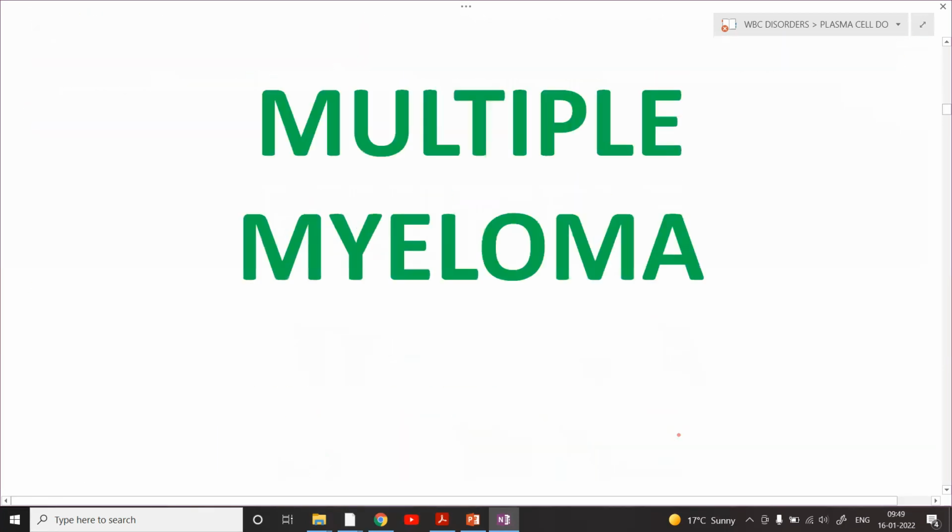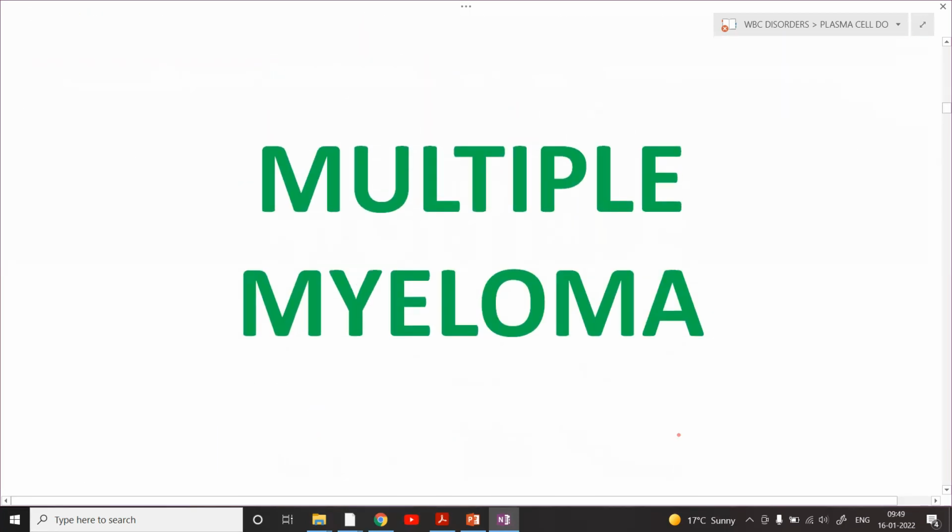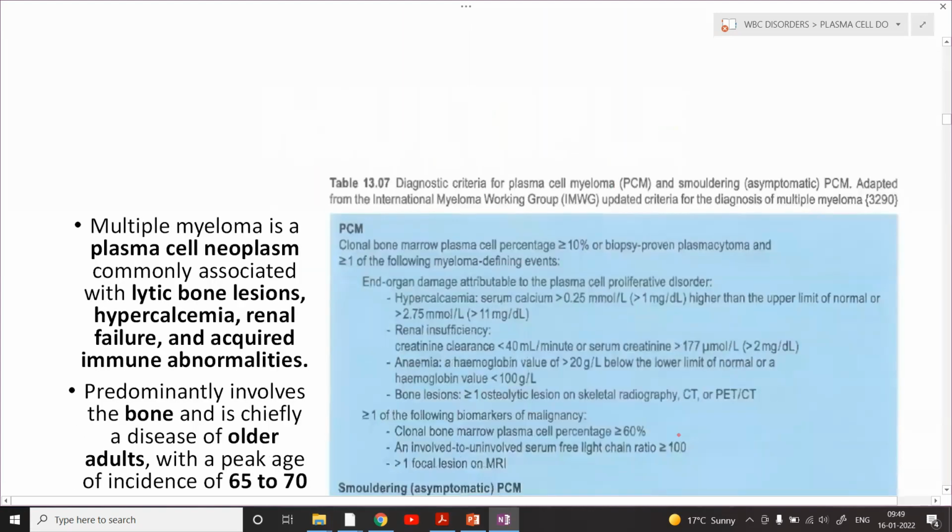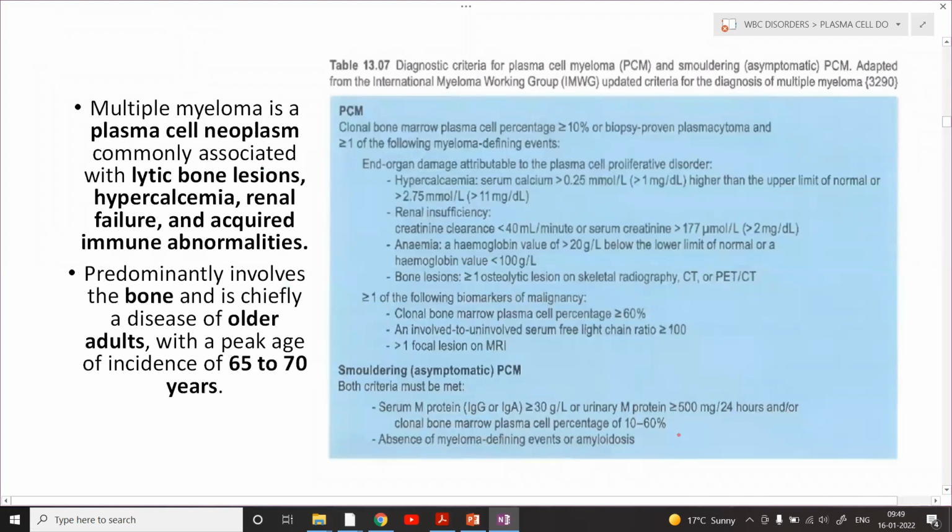Now we are going to start the most important section, that is multiple myeloma. Very, very important. So I have shown you the WHO criteria for the diagnosis of multiple myeloma. A very important thing for PCM, that is plasma cell myeloma, is that when you do a bone marrow examination or aspiration, the amount of plasma cells should be more than or equal to 10%. This is the first criterion.